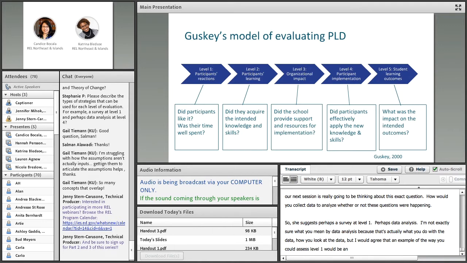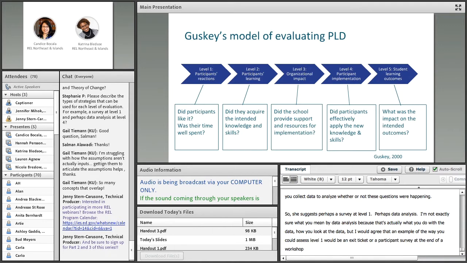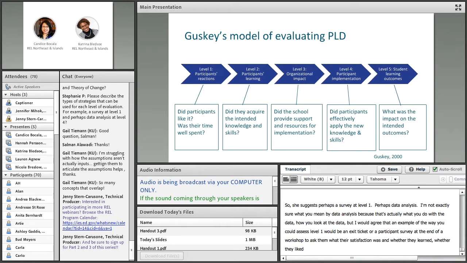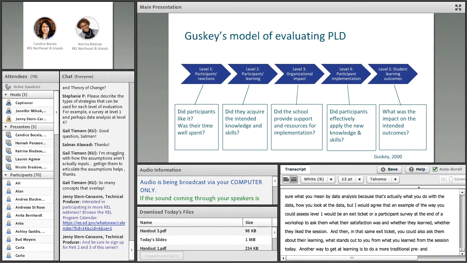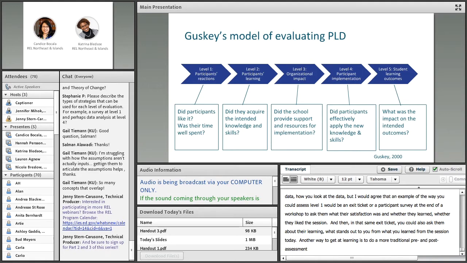So she suggests perhaps a survey at level 1, perhaps data analysis. I'm not exactly sure what you mean by data analysis, because that's actually what you do with the data, how you look at the data. But I would agree that an example of the way you could assess level 1 would be an exit ticket or a participant survey at the end of a workshop to ask them what their satisfaction was and whether they learned, whether they liked the session. And then in that same exit ticket, you could also ask them about their learning, what stands out to you from what you learned from the session today.